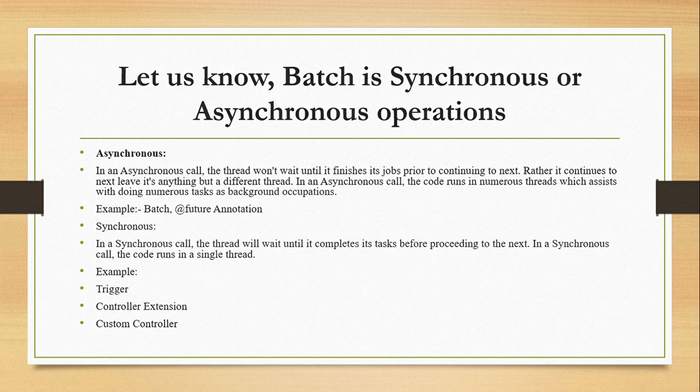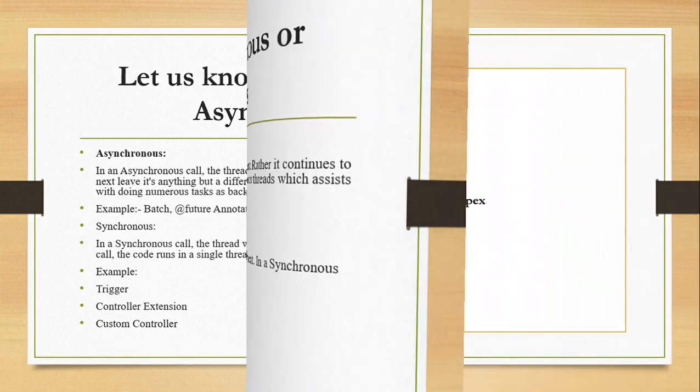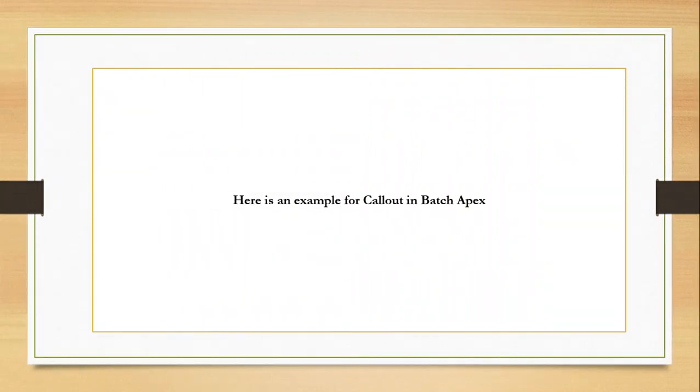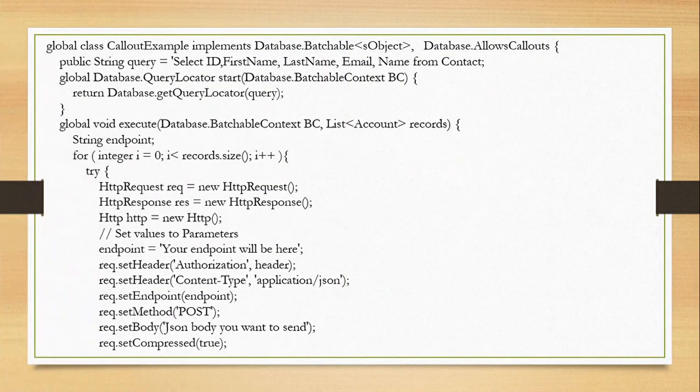And in a synchronous call, the thread will wait until it completes its tasks before proceeding to the next. Triggers, controller extensions, and custom controllers are examples of synchronous. Asynchronous ones are @future, batch Apex, and Queueable. Here is an example for callout in batch Apex. You can refer to this to see how to make a callout in batch Apex.